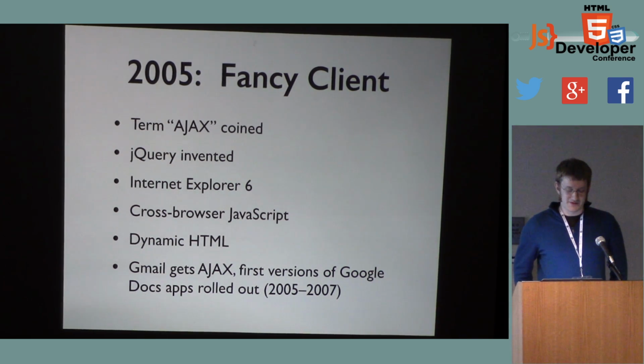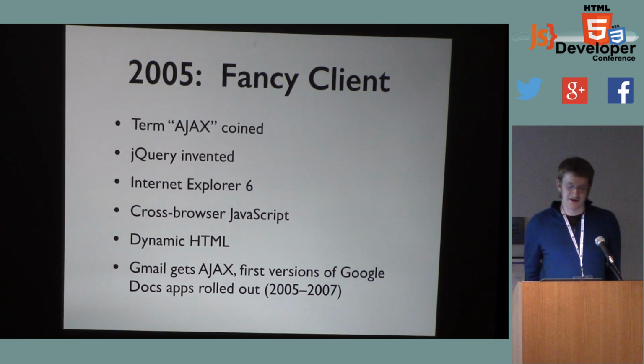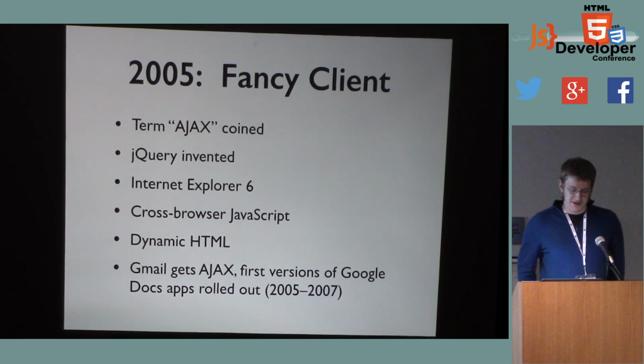jQuery was first invented. Internet Explorer 6 at the time was this huge boon for app developers because it had things like AJAX, basically. And we had cross-browser JavaScript starting to become more feasible. So one of the big things jQuery does is it lets you write your JavaScript once and run it on any browser. And that was a really big deal.